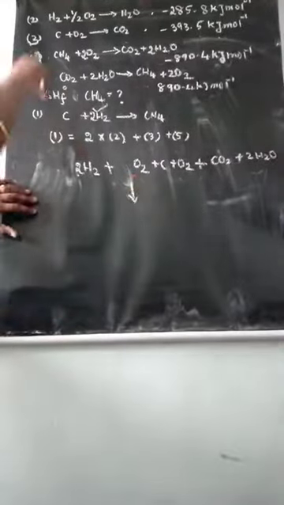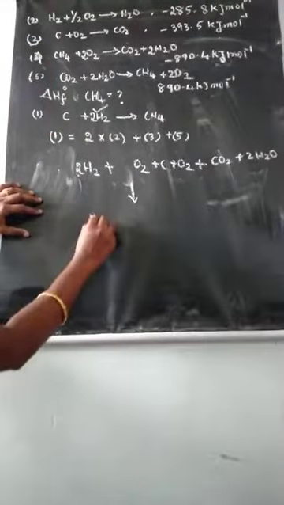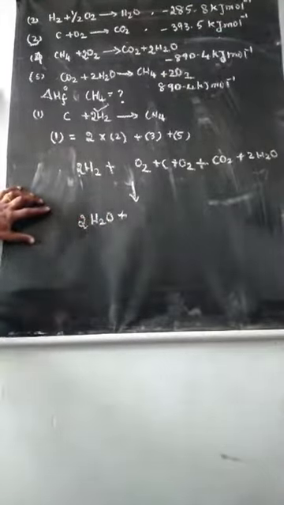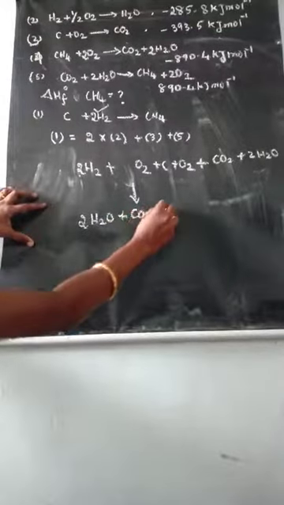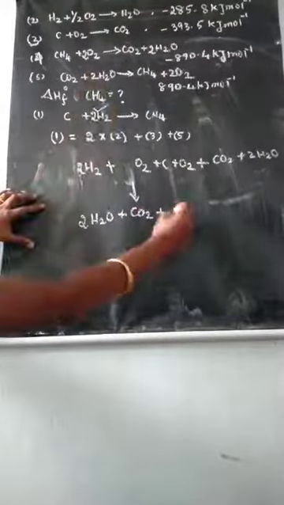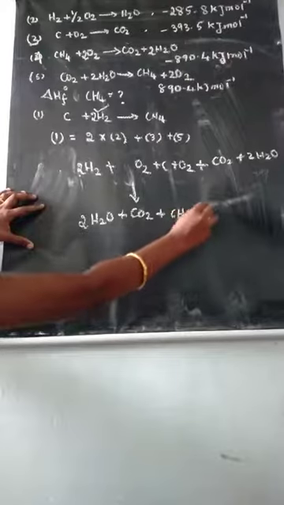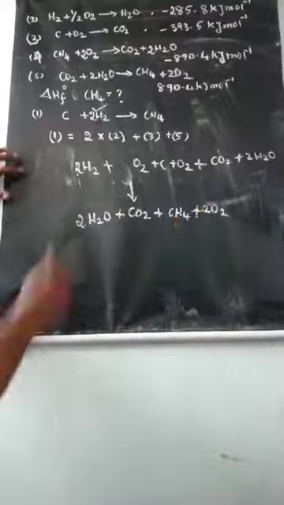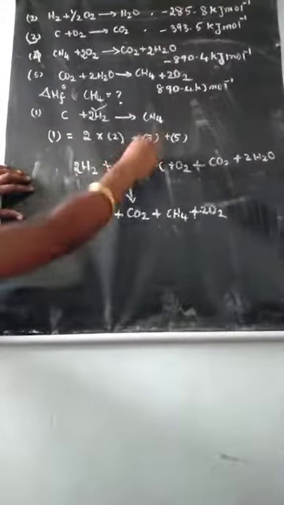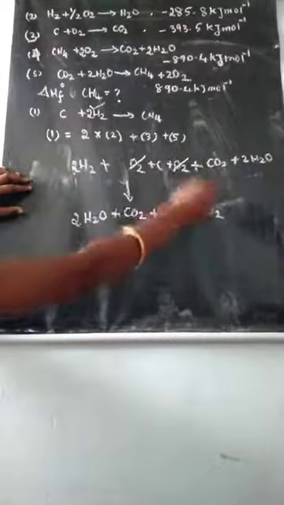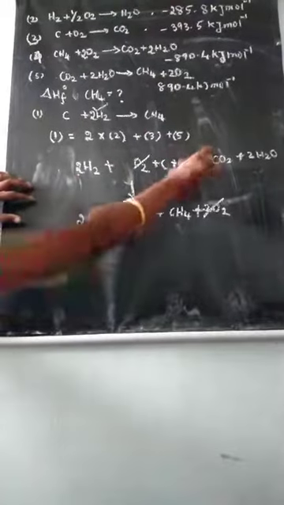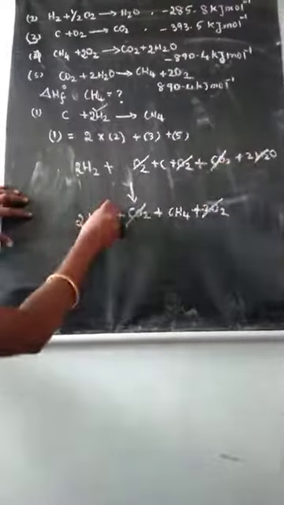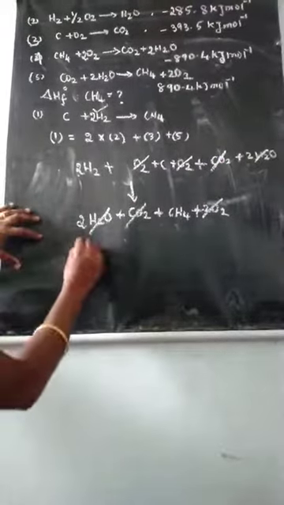Right side, can you tell the answer? On the right side, the first equation gives H2O, and this one into 2, so 2H2O, plus the next, the third equation, carbon dioxide CO2, plus the last, fifth equation, CH4 plus 2O2. Understand? Can you cancel any terms? You can cancel O2, 2O2. You can cancel CO2, CO2. You can cancel 2H2O, 2H2O.